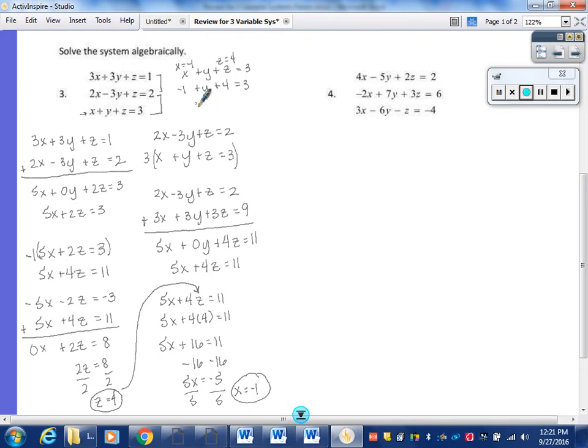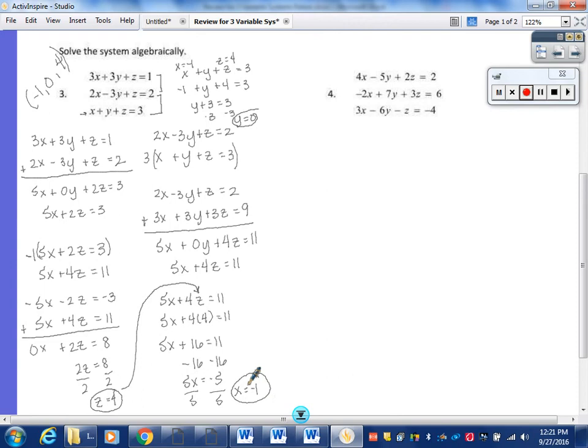And negative 1 and 4 combine to make 3. So this is y plus 3 is equal to 3. Subtract 3 from both sides, and you get y is equal to 0, guys. Y is equal to 0. And so our solution to this system right here, looking for a place to write it, is negative 1, 0, 4.